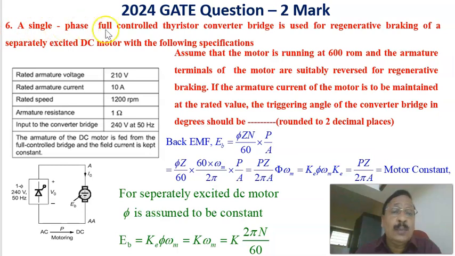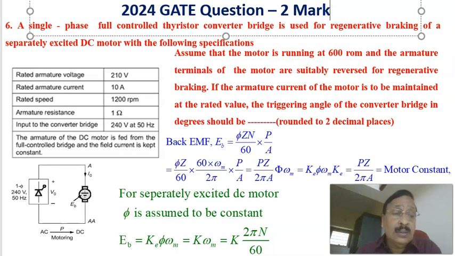Now let us see the sixth problem, a 2024 GATE question, that also carries 2 marks.